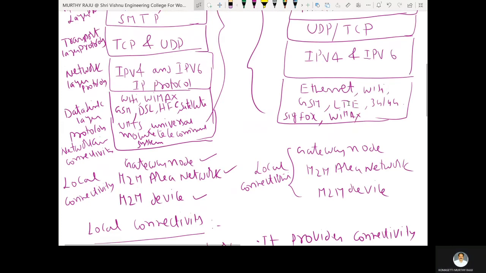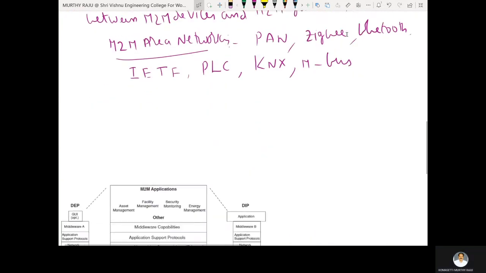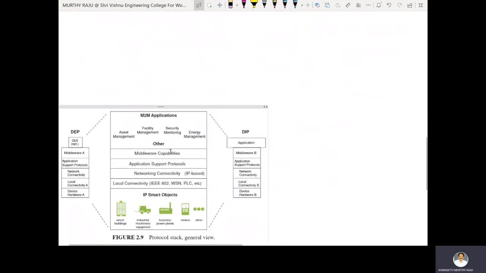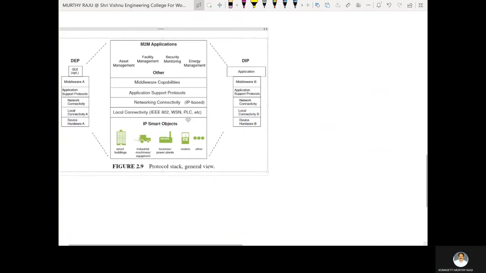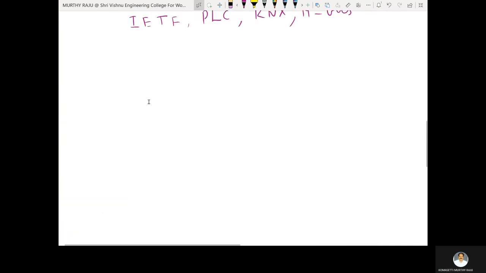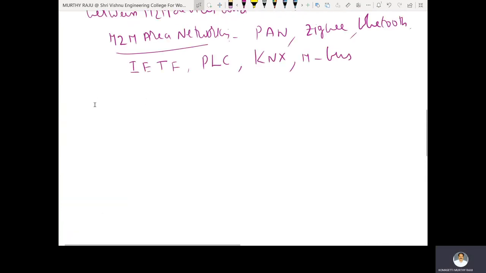Coming to the second one, the data link layer. Here is some data link layer, network connectivity. Here is some network connectivity, networking connectivity.